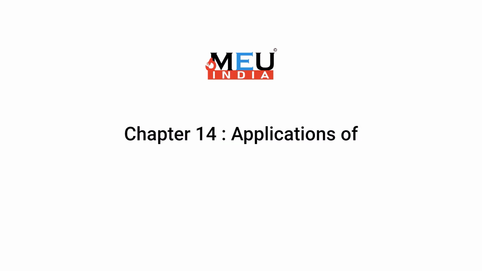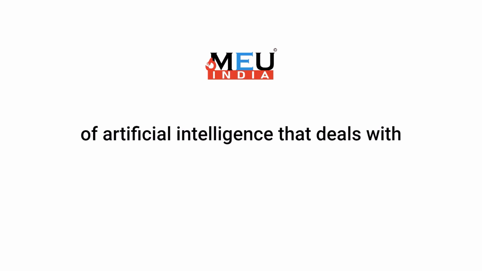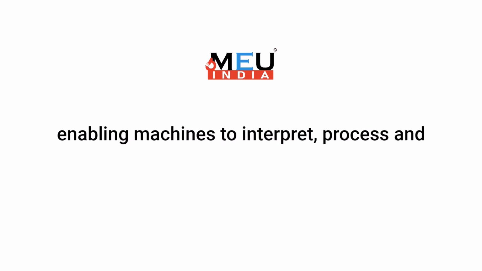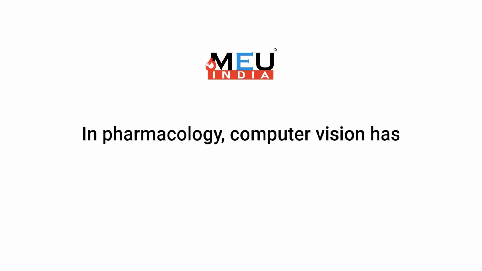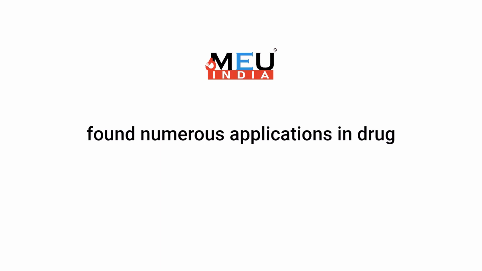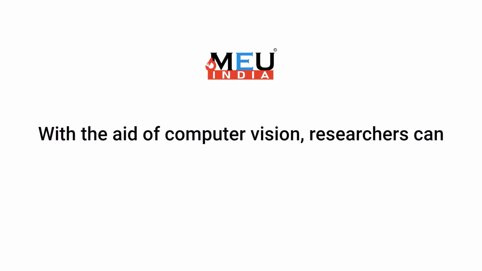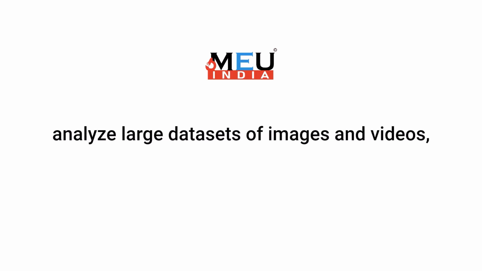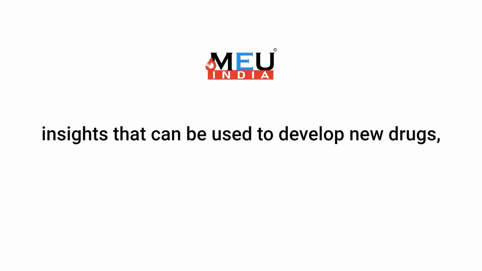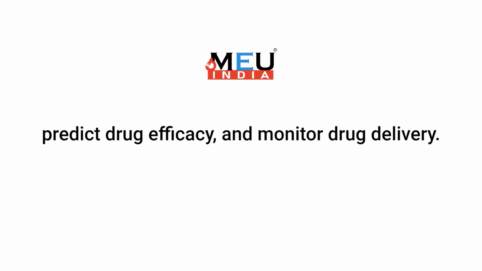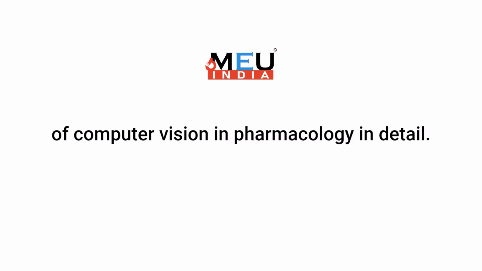Chapter 14, Applications of Computer Vision in Pharmacology. Computer vision is a rapidly growing field of artificial intelligence that deals with enabling machines to interpret, process, and analyze images and videos like humans. In pharmacology, computer vision has found numerous applications in drug discovery, drug design, and drug delivery. With the aid of computer vision, researchers can analyze large datasets of images and videos, extract relevant information, and generate insights that can be used to develop new drugs, predict drug efficacy, and monitor drug delivery. In this chapter, we will explore the applications of computer vision in pharmacology in detail.